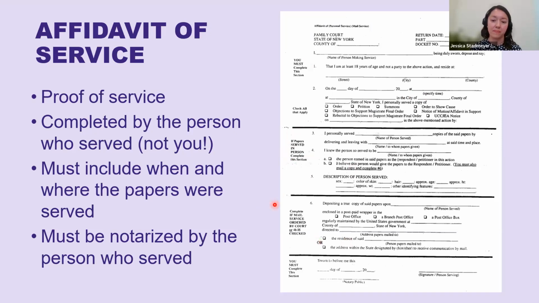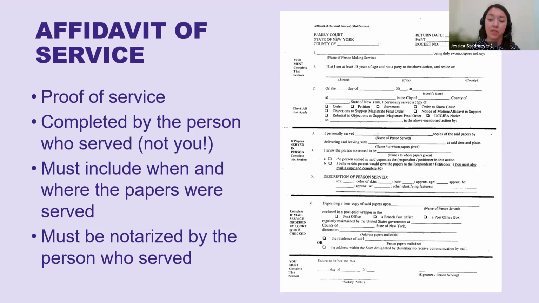And note that if I was serving someone by mail, Molly would instead have to complete the third section here. And then finally, at the very bottom, you'll see that this document must be notarized by the person who served the papers. In other words, Molly must bring the affidavit of service to a notary, have it notarized, and then give it back to me. The petitioner, which again in this example is me, will need to provide this completed notarized document to the court, usually during the first appearance or the first court date.